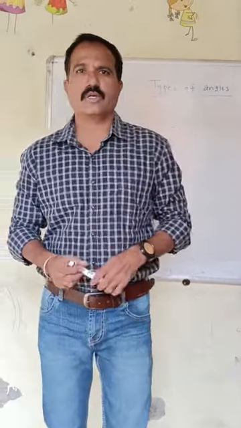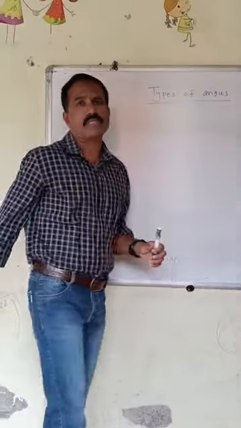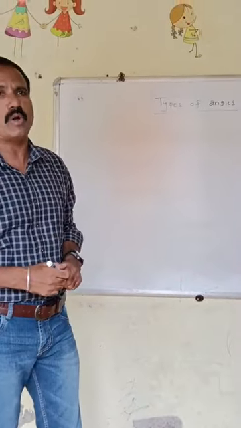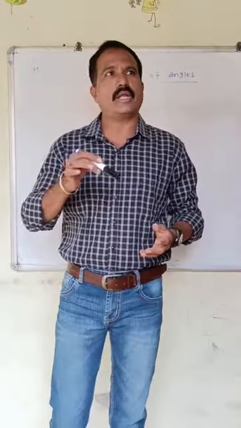Hello students, today we are going to learn types of angles. First of all, let me tell you the definition of angle. Angle is combination of two rays having common end point.